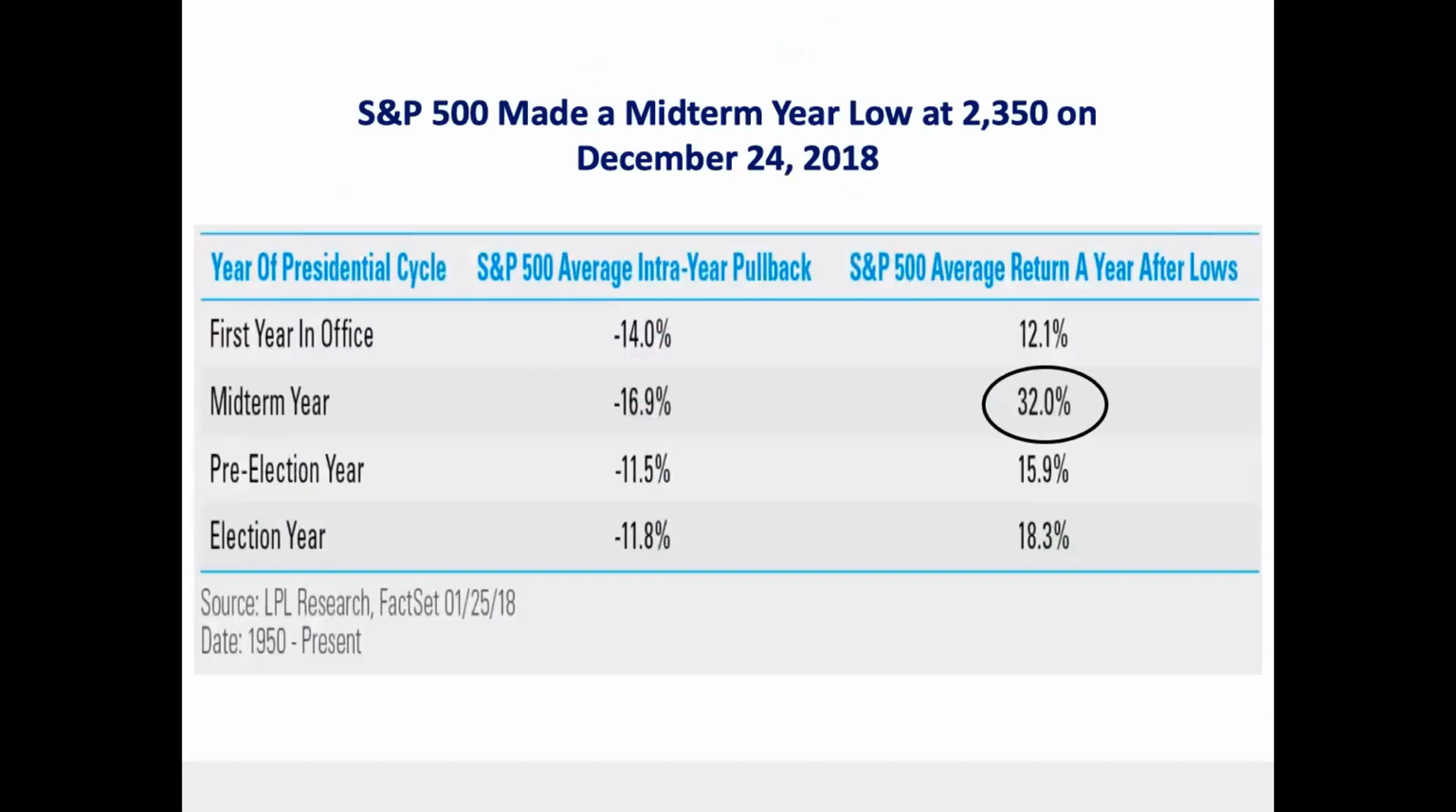2018 was a midterm election year. Going all the way back to 1950, this chart is courtesy of LPL Research and FactSet. You make a low in the midterm election year. It's the worst low of the 4-year election year cycle. But the good news is the average return a year after the low, 32%. Add 32% to 2,350, you get 3,050, 3,050 again. So we're looking for a high sometime in 2019 based on past history and the very positive market dynamics.